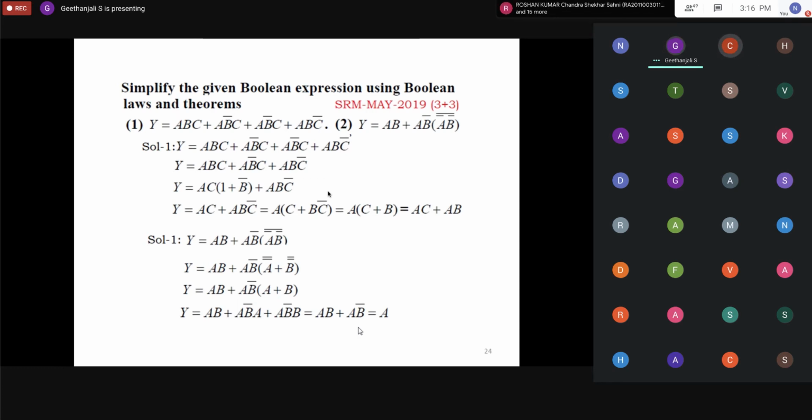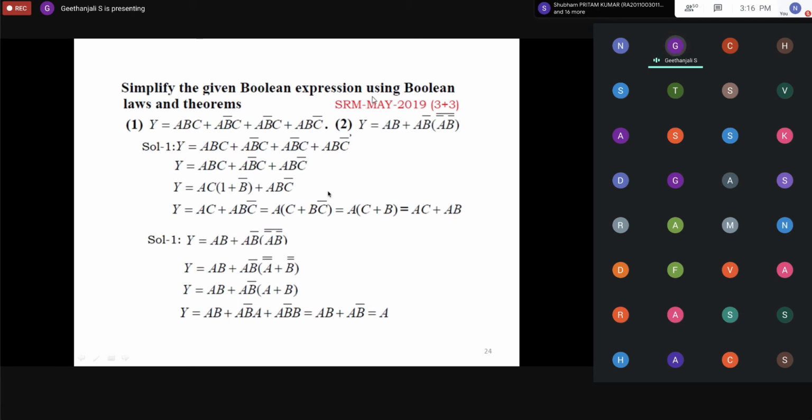Is the dash above AB, or only A, or only B? Yes. Both, on this A. This is the first expression. Same. This is the first expression, this is the second expression.